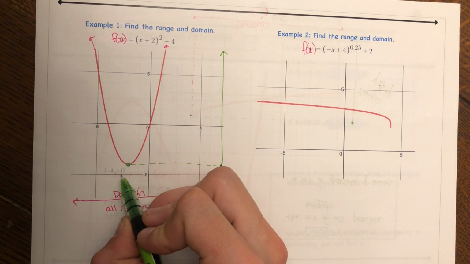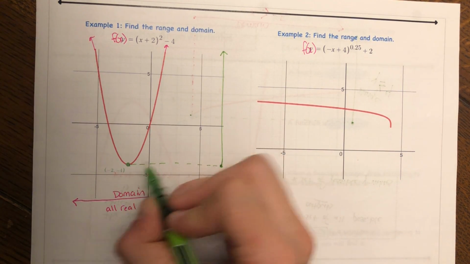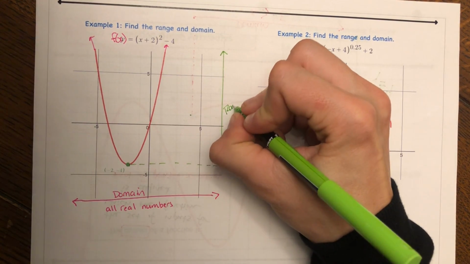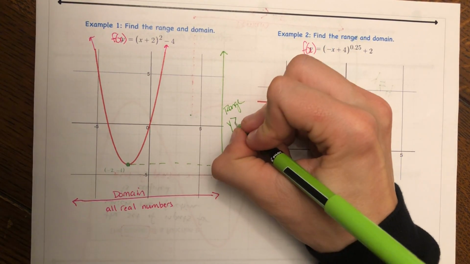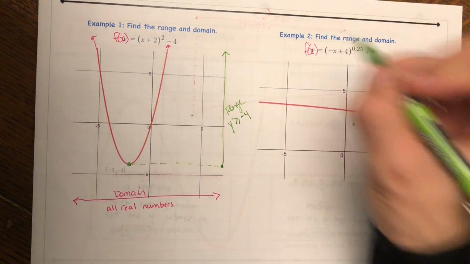This is the point (-2, -4). So I know this point is at -4 for y. So my range is going to be that y is greater than or equal to -4. It starts at -4 and it goes up forever.